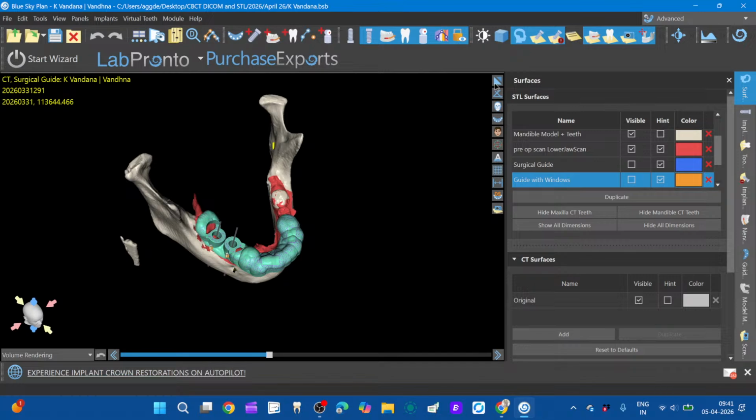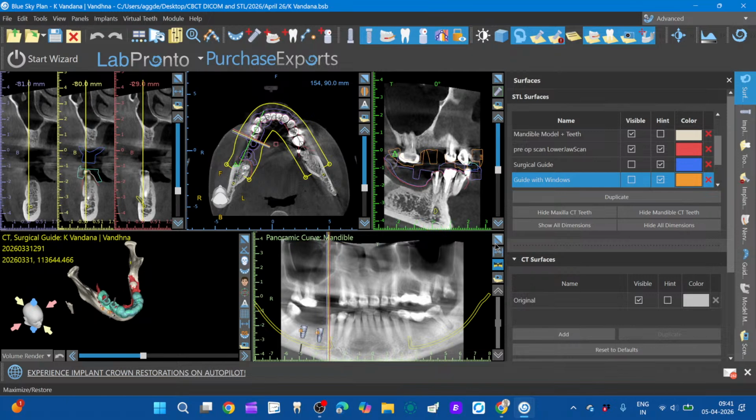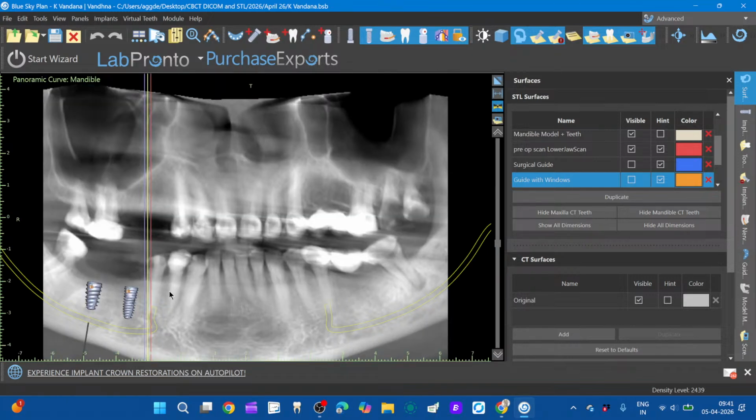Okay, so this is our today's case. We are planning two implants in the lower jaw in the area of 4.6 and 4.7. Okay, 4.6 and 4.7. So let us see the cross section of 4.6 area.